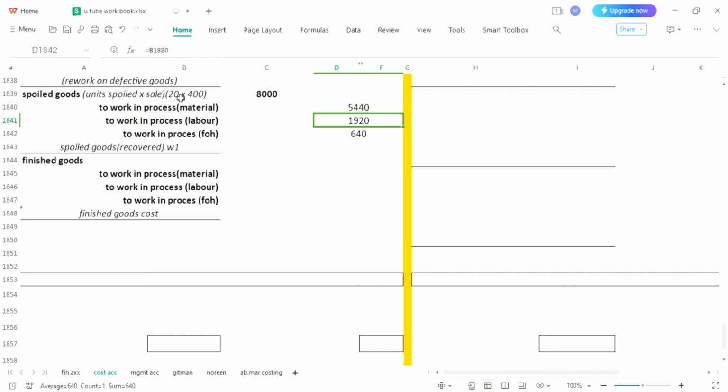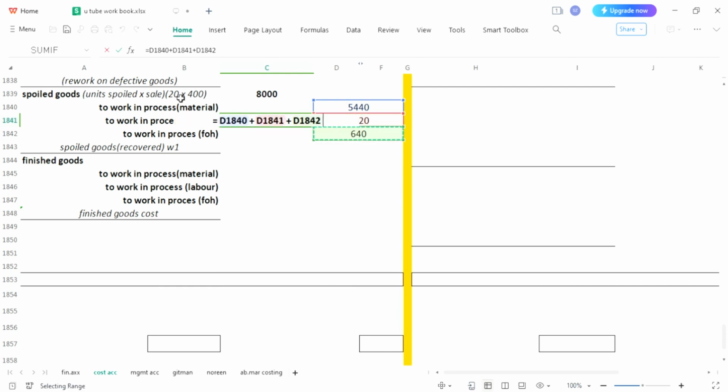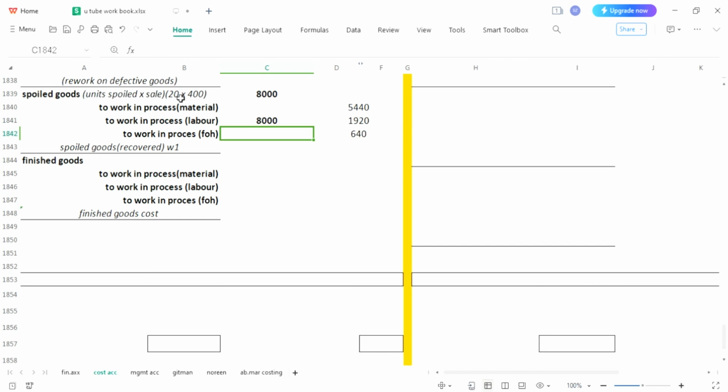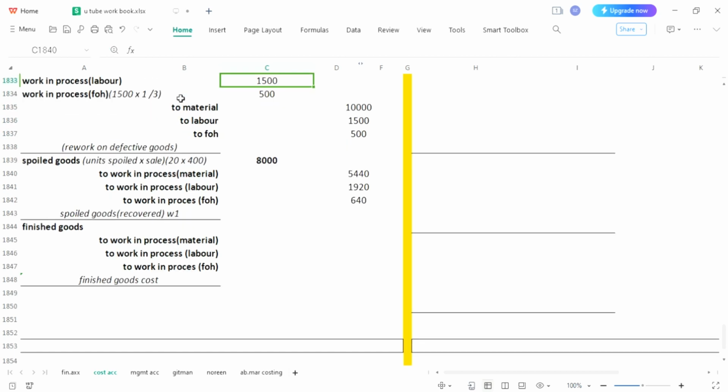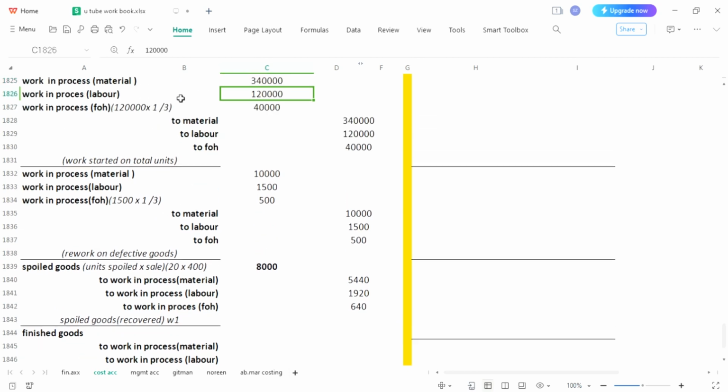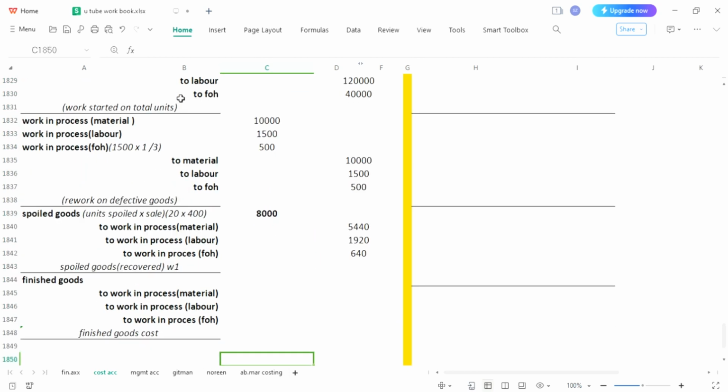The sum of these three amounts should be equal to spoiled goods recovery 8,000. Just for rough working we are doing over here. First amount was 5440, then second 1920, then 640 was the third amount. Total is equal to 8,000. It means we are good to go. Next, three entries as you can see we have completed. Now for fourth entry, again we are totally dependent upon ledgers.